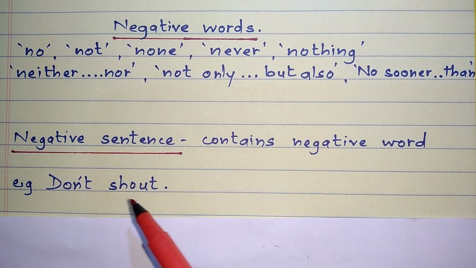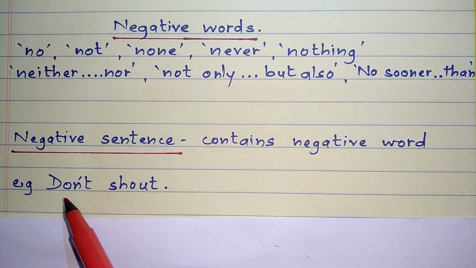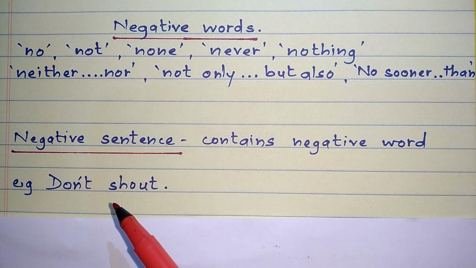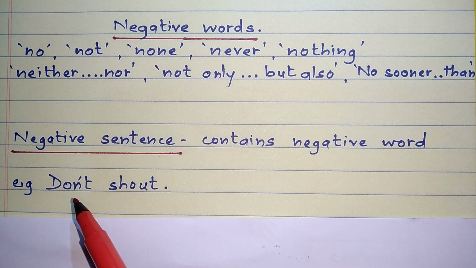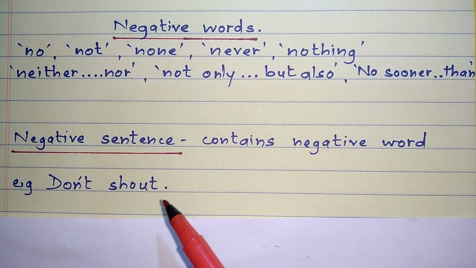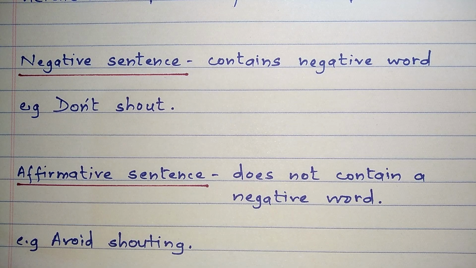Example, don't shout. Don't is a contraction of do not. So not is a negative word. So this sentence is a negative sentence. Don't कॉन्ट्रैक्शन है डू नॉट का और नॉट एक नेगेटिव वर्ड है, तो इसलिए डोंट शाउट ये सेंटेंस एक नेगेटिव सेंटेंस बनता है.